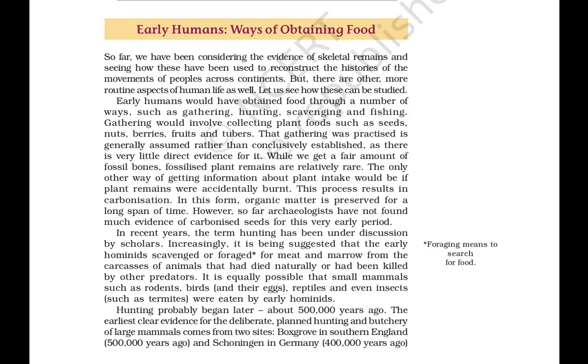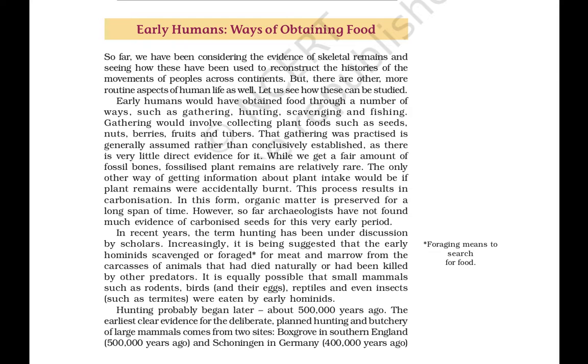Early humans would have obtained food through a number of ways, such as gathering, hunting, scavenging, and fishing. Gathering would involve collecting plant foods such as seeds, nuts, berries, fruits, and tubers. That gathering was practiced is generally assumed rather than conclusively established, as there is very little direct evidence for it. While we get a fair amount of fossil bones, fossilized plant remains are relatively rare.